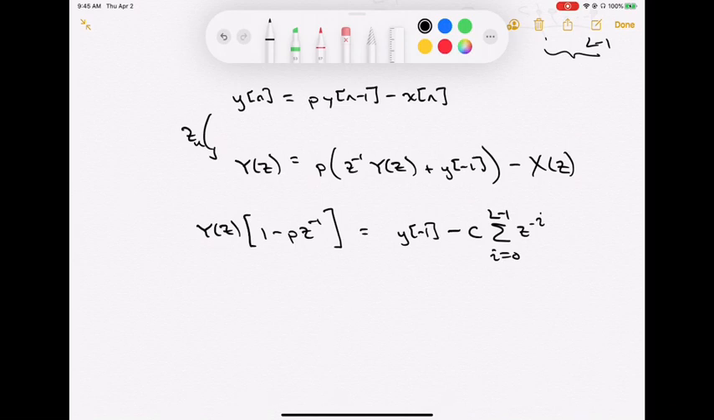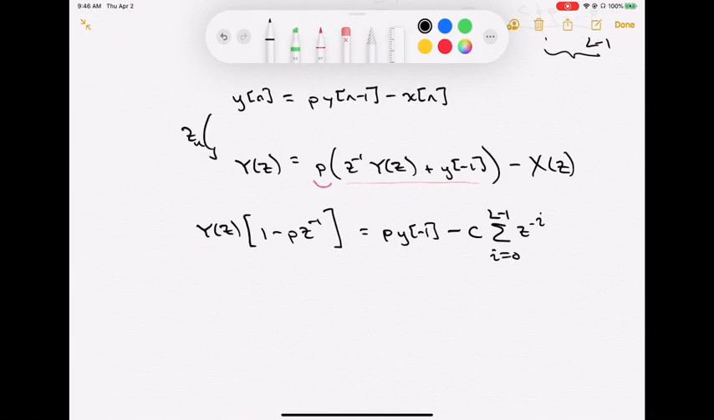I forgot one factor in here, so I almost violated my own rule. Take a look at this factor p. It weighted that entire y of n minus 1, and I z transformed all of that there. That p should have also multiplied that initial condition. So I had forgotten to put that in there. Let's make sure we get that in there.